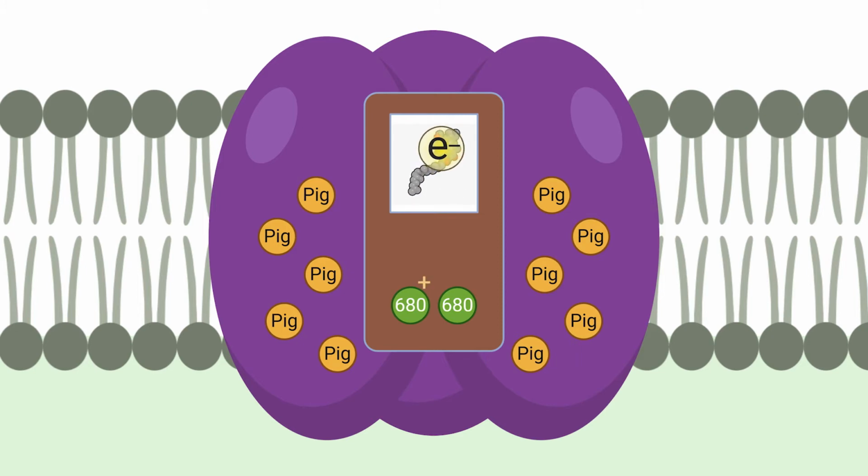Pheophytin alpha accepts electrons given off by chlorophyll 680. In other words, it is reduced. These electrons are then passed off to plastoquinone.